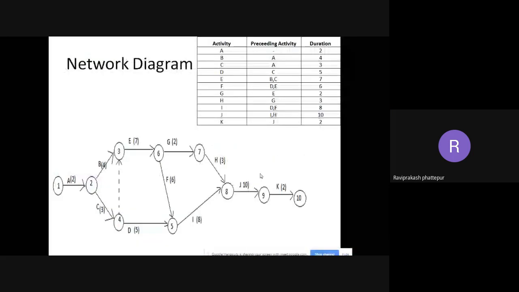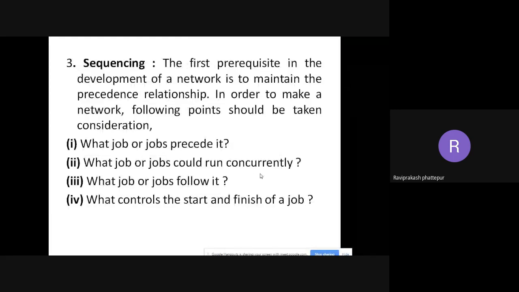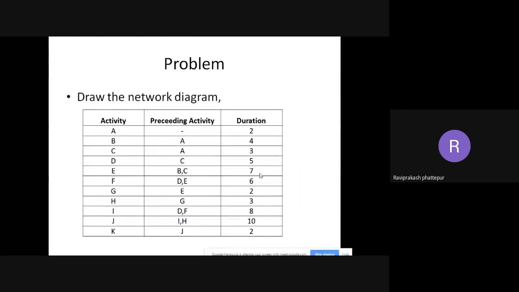Okay, this was where we stopped yesterday, in the previous class. So this is how we have to draw a particular network diagram we have seen. This is called a network diagram. This was the problem: activity was given, preceding activity was given, and duration was given to you. This is one kind of problem which we have seen in the previous class.